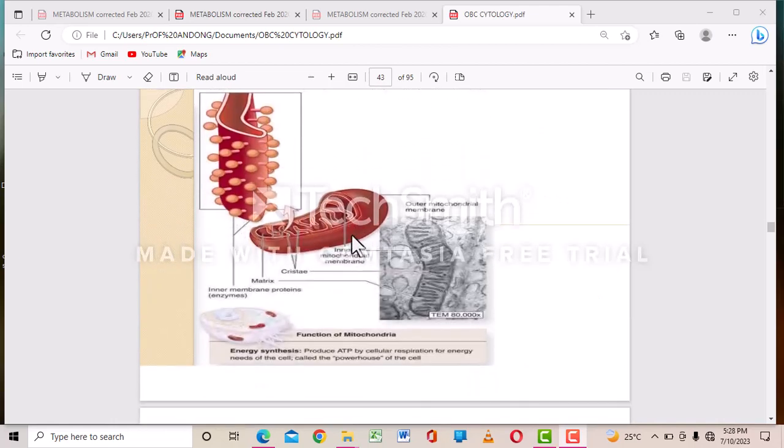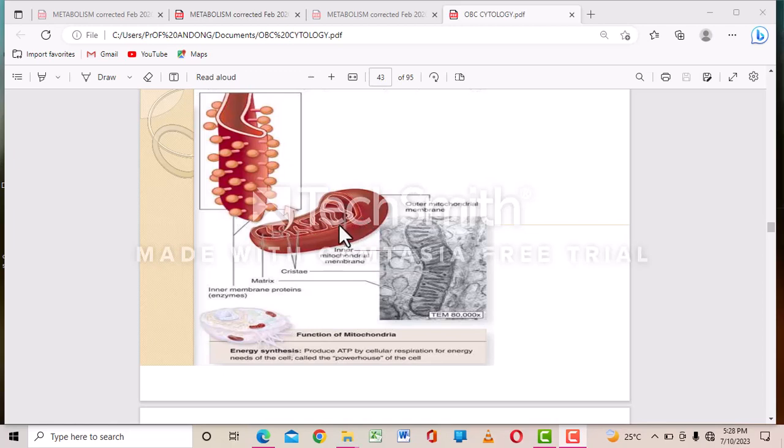Now it must be clearly noted that the mitochondria is a double membrane bound organelle, that is an inner membrane folded into cristae that surrounds the matrix of the mitochondria, and an outer membrane that is separated from the inner membrane by an intermembrane space.